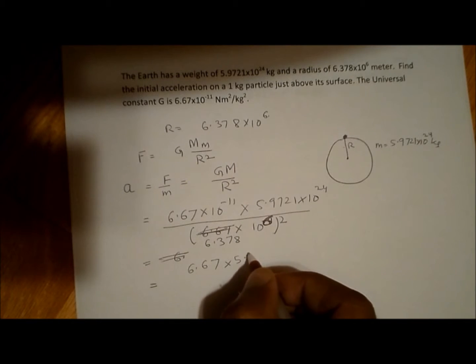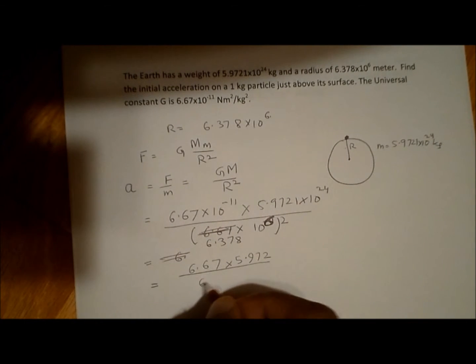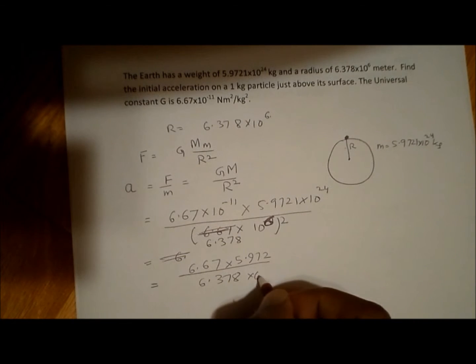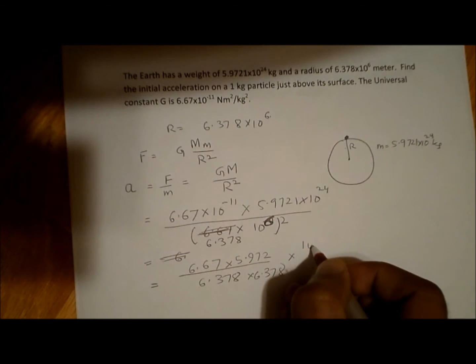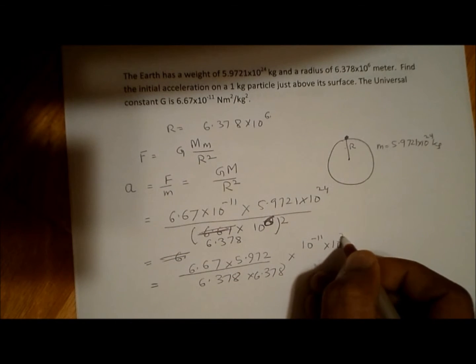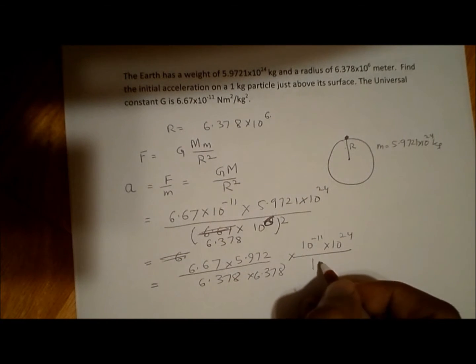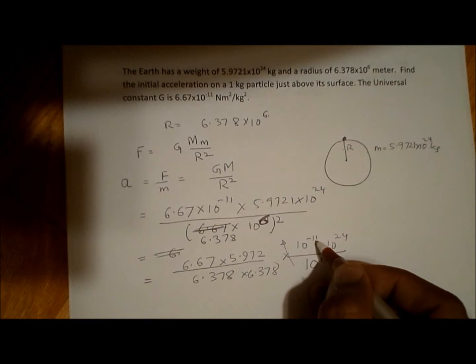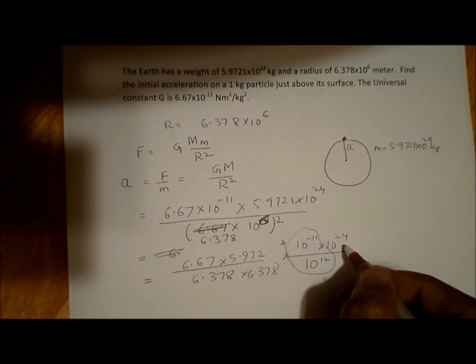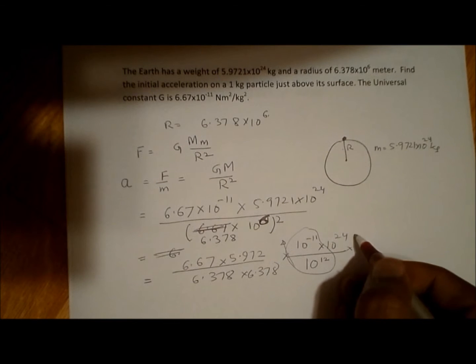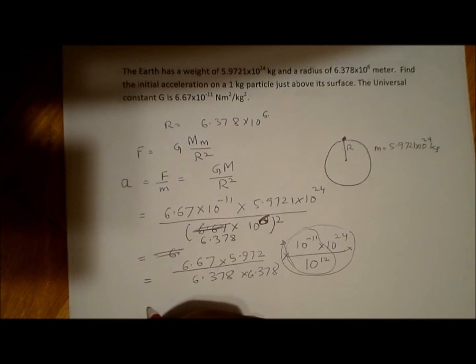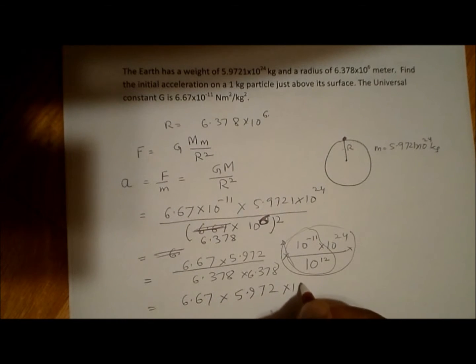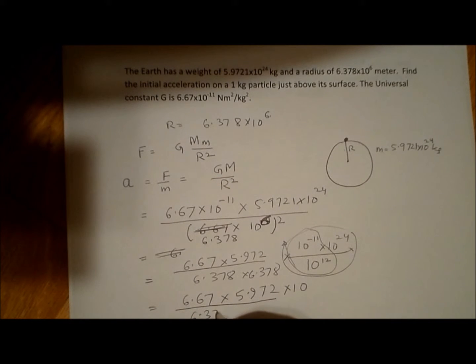If you try to solve it, we get 6.67 into 5.972 divided by 6.378 into 6.378, multiplied by 10^-11, 10^24, and 10^-12 from the radius squared. Now 10^-11 and 10^24 combine with 10^-12 to become 10. So we have 6.67 multiplied by 5.972 multiplied by 10 divided by 6.378 multiplied by 6.378.